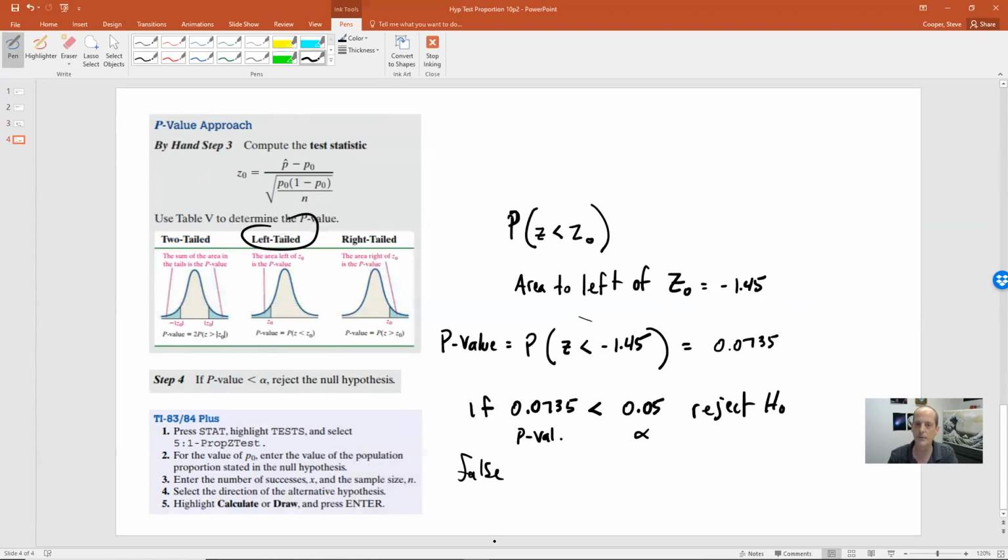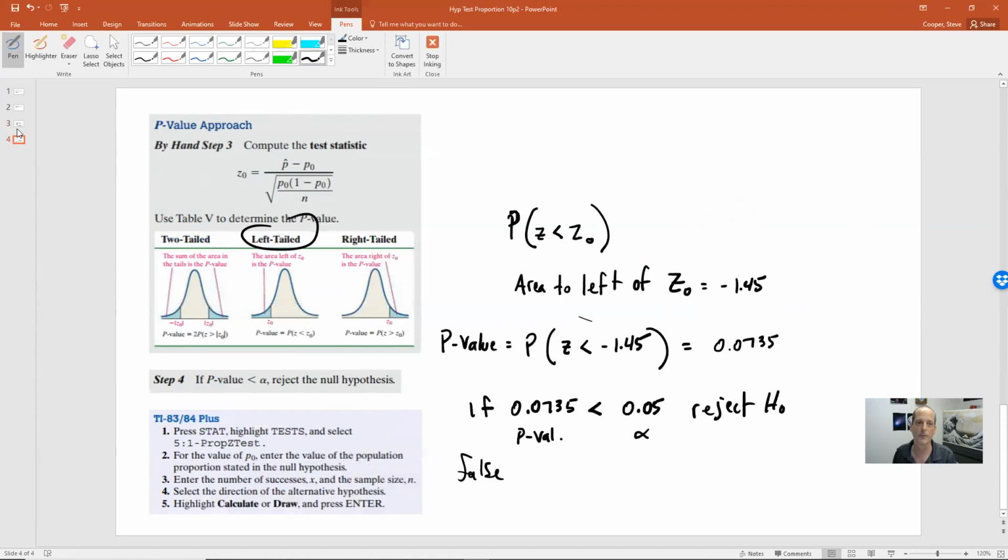All right, so either of those methods are valid. They're essentially doing the same thing. And then there is a little blurb in here if you want to exercise the calculator's option for doing a hypothesis test on the proportion. Just go through these steps.